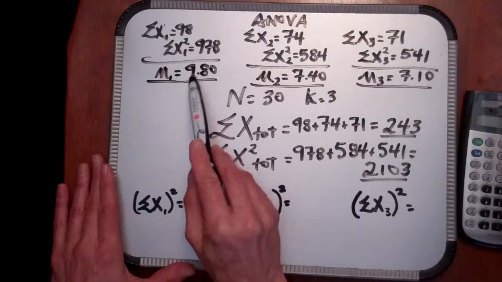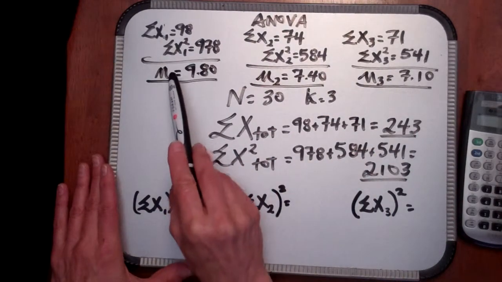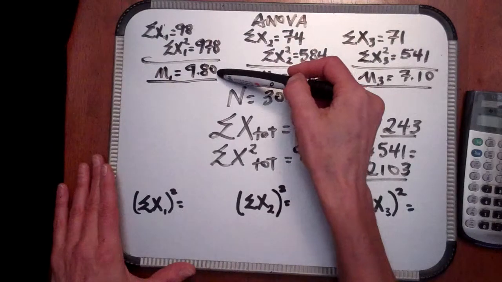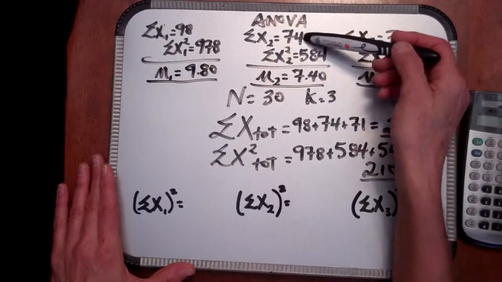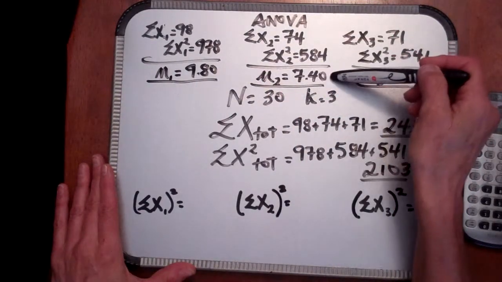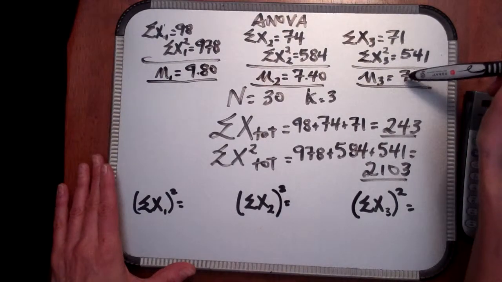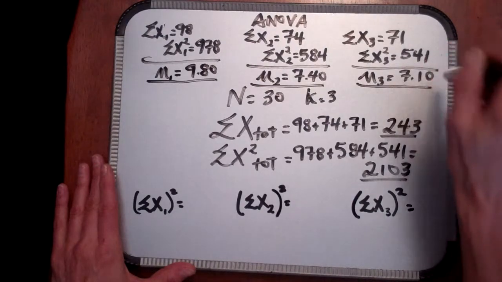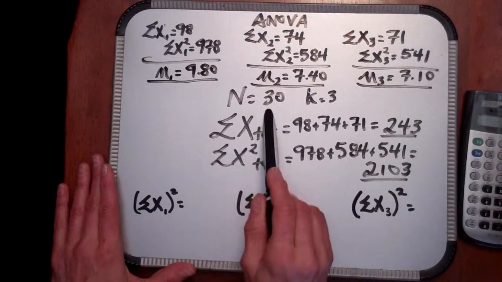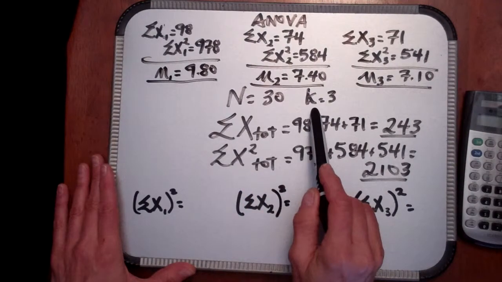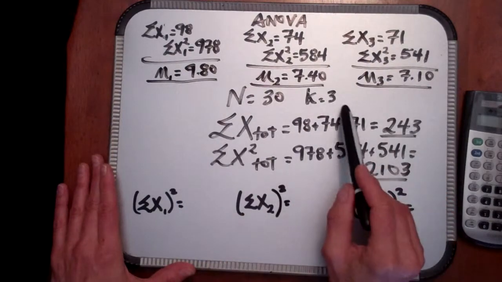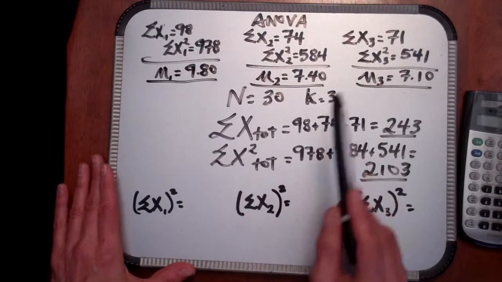Now, you want to go ahead and calculate the mean for each of these groups. You have 3 groups, 3 means. The mean of group 1 is 98 divided by 10, 9.80; 74 divided by 10, 7.40; 71 divided by 10, the number of subjects in the group, 7.10. Your total sample size is 30. The number of groups that you have in this ANOVA is 3.